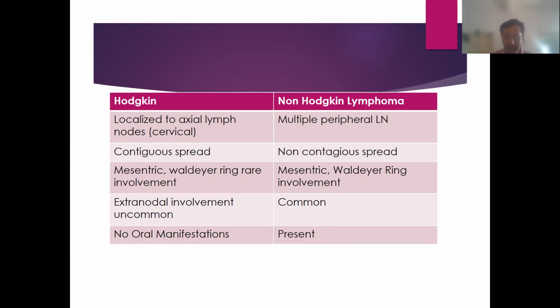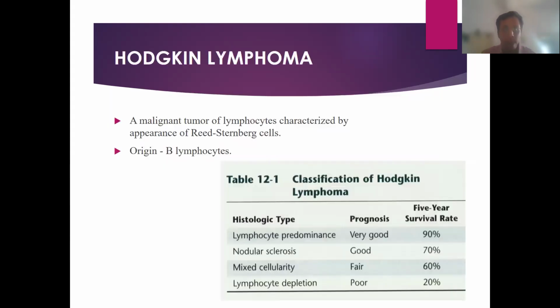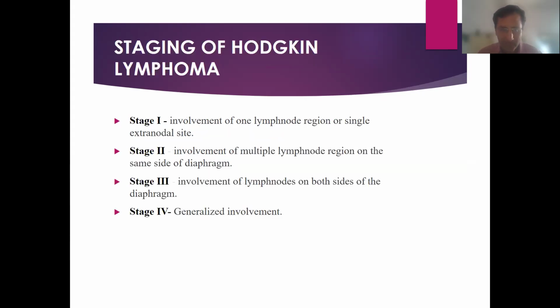So there are a lot of findings in non-Hodgkin lymphoma, like extranodal involvement. But in Hodgkin lymphoma we are finding contiguous spread, that is localized to the axial lymph nodes, but multiple peripheral lymph nodes we are finding in non-Hodgkin lymphoma. Hodgkin lymphoma is a malignant tumor of lymph nodes with Reed-Sternberg cells. Now, classification of Hodgkin lymphoma: lymphocyte predominance, nodular sclerosis, and mixed cellularity, and lymphocyte depletion. This is also the classification by which we judge the 5-year survival rate.